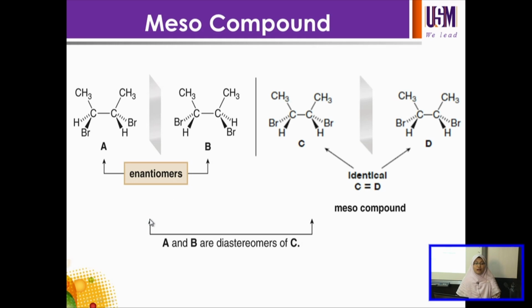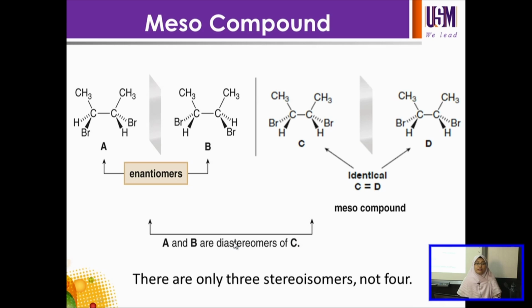On the other hand, A and B are diastereomers of C. For diastereomers, they should have non-superimposable, non-mirror images. You can see here that A has one of its configurations, here on your right, similar to C, while B has a similar configuration on your left. So they are actually pairs of diastereomers. There are only 3 stereoisomers and not 4. Why? Because C and D are identical.